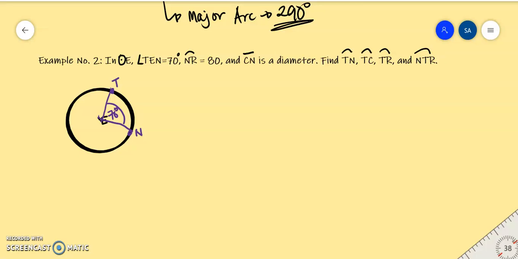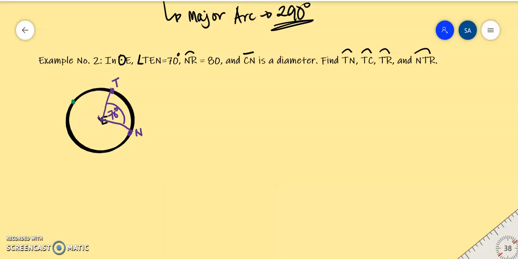Arc NR is equivalent to 80. Where can we find N now? So let's read further. And CN is a diameter. So let's draw another radius from E to connect NE. So we have point C here, so that we have a diameter.